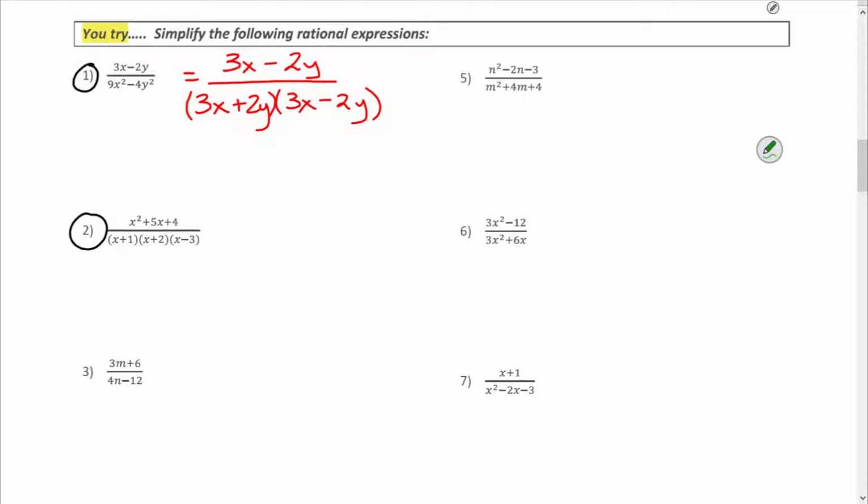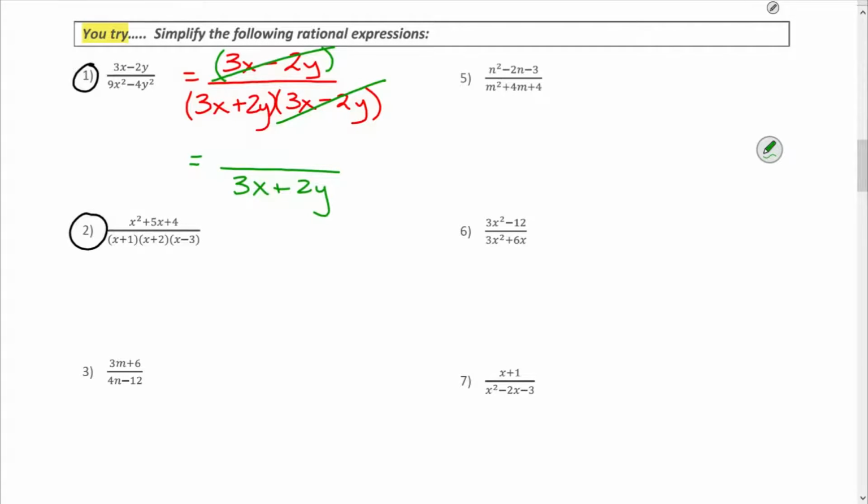Okay, so I now look for common factors, and this whole factor cancels with this whole factor, and I get 3x plus 2y on bottom. That's pretty easy. But what's left on top?